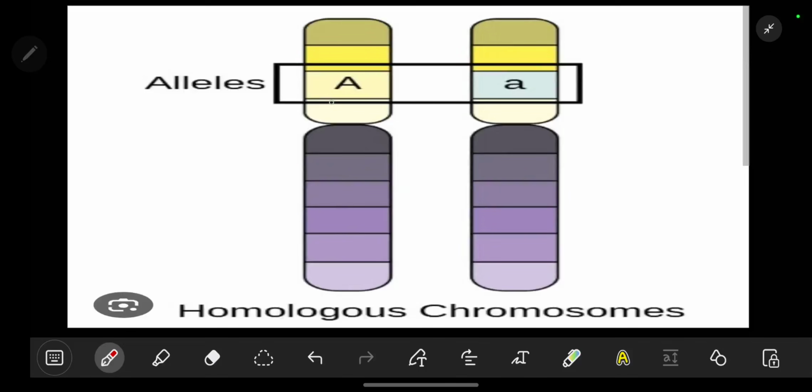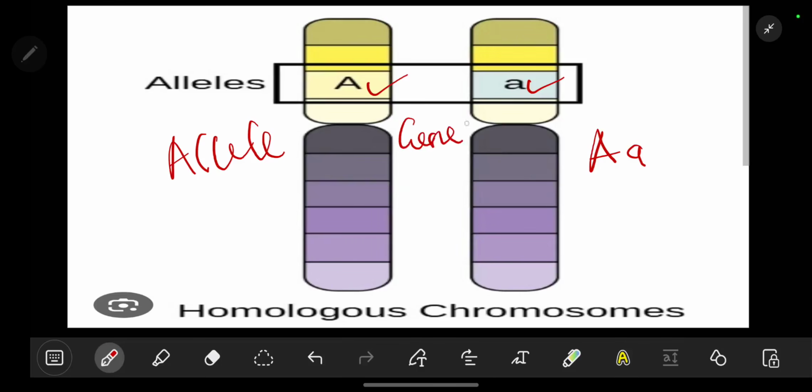So let's say we have alleles like that. These are alleles. As you can see, they haven't written the word allele, meaning there are two. We have this one and this one. Now these together, our A and another alternative A, make what we call a gene.